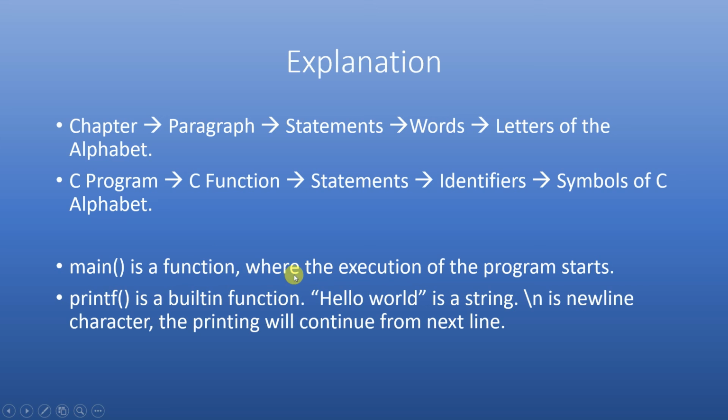And main is the function where the execution of the program starts. When you run the program, the execution starts at main function, because very big C programs will have multiple functions. Some functions are written outside main function, so there will be a confusion from which function the execution will start. Okay, the execution of the program always starts at the main function.